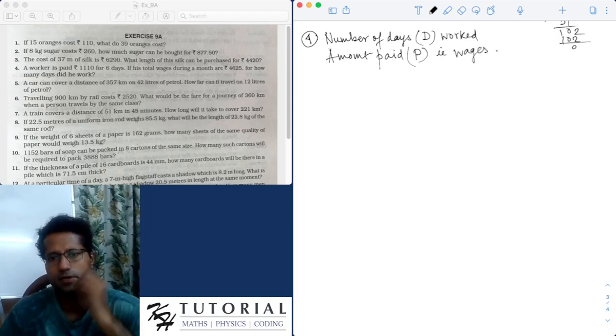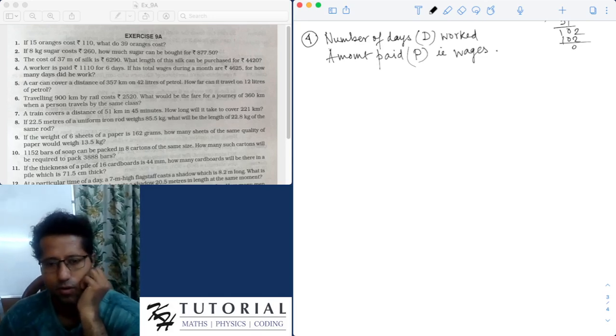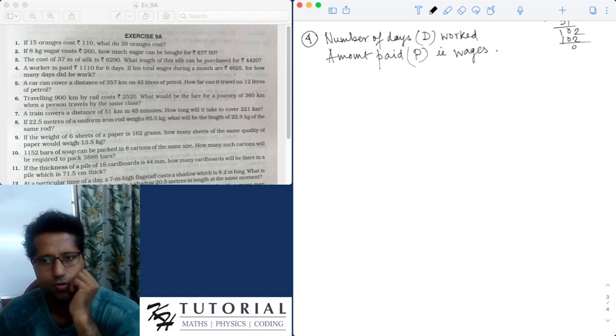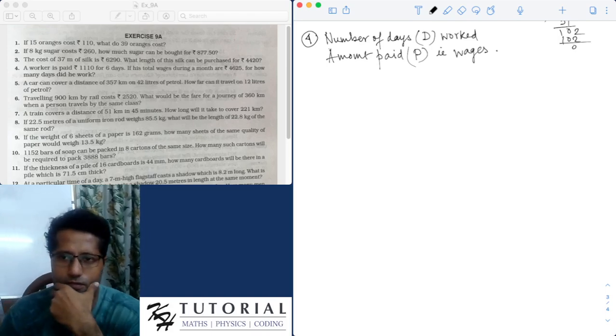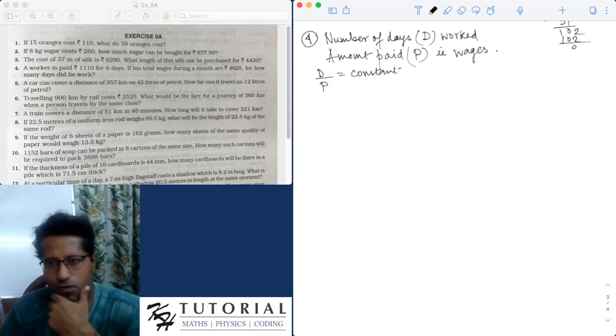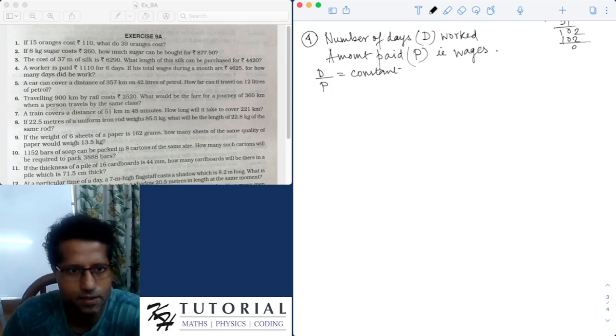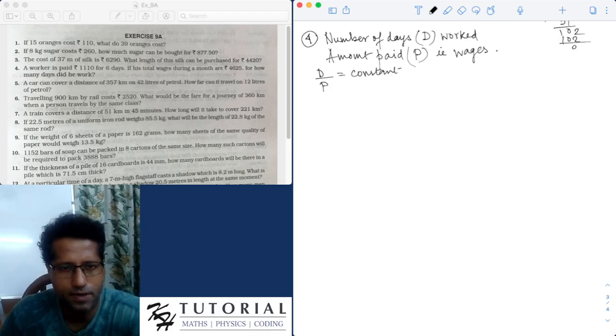These two quantities are in direct proportion, because if a worker works for more number of days, definitely he will be paid more, and if he works less number of days, he will be paid less. So we can say that D by P is constant. I mean, if the worker works for D number of days, and if he is paid P, then D by P will be constant.